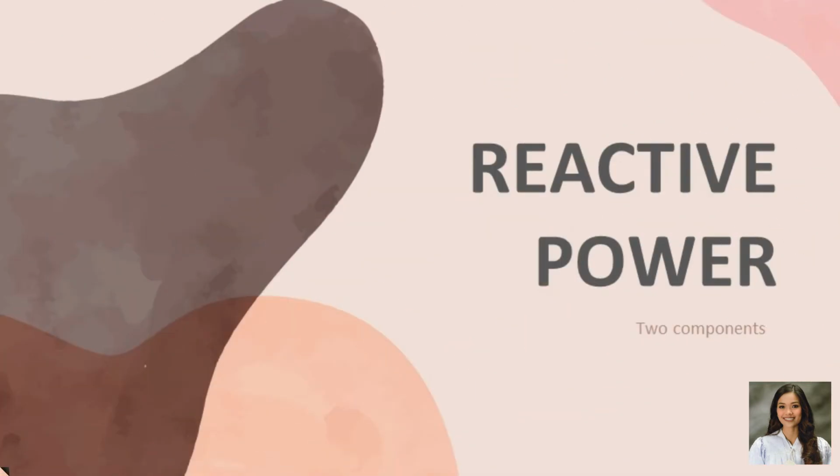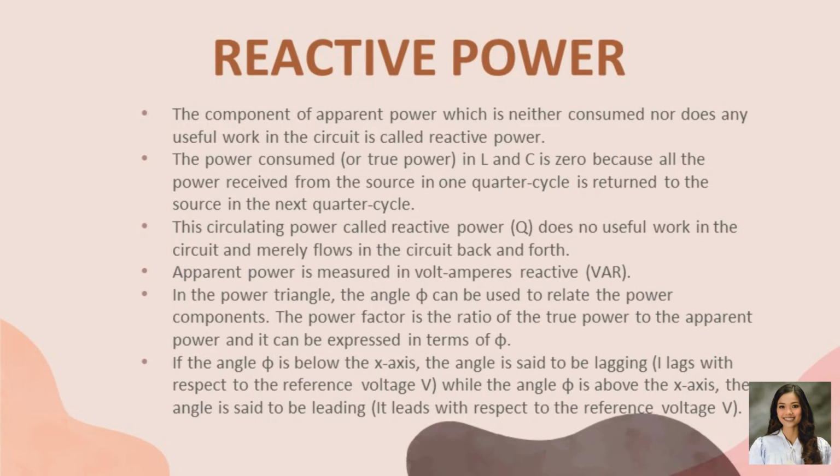Next is reactive power. The component of apparent power which is neither consumed nor does any useful work in the circuit is called reactive power. The power consumed, or true power, in L and C is zero because all of the power received from the source in one quarter cycle is returned to the source in the next quarter cycle. This circulating power, called reactive power Q, does no useful work in the circuit and merely flows back and forth. Reactive power is measured in volt amperes reactive, or VAR.